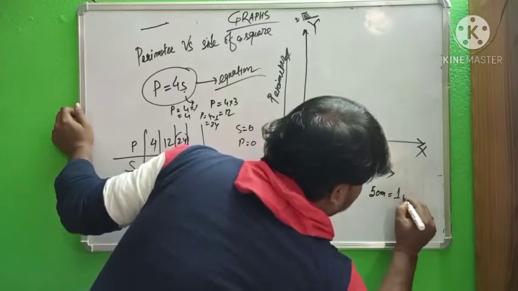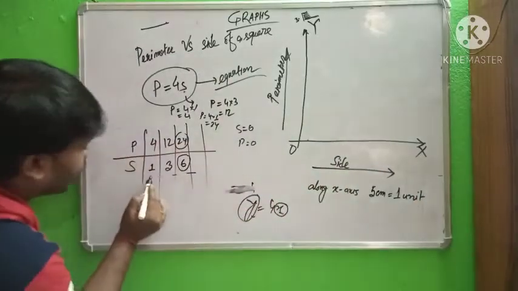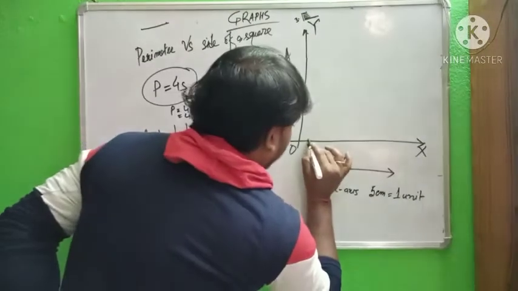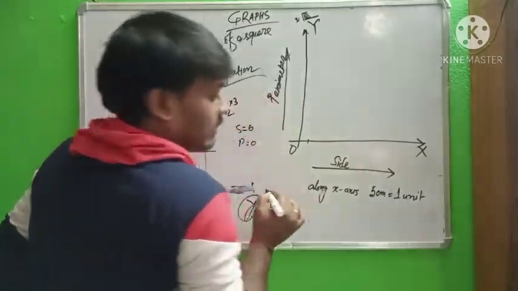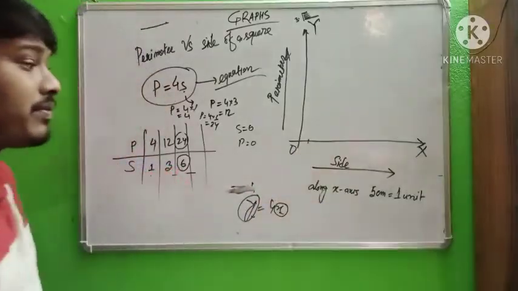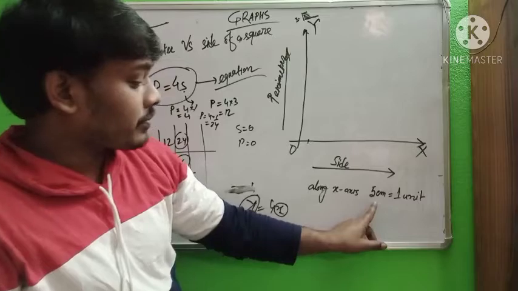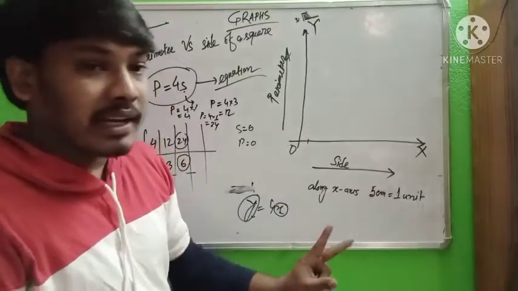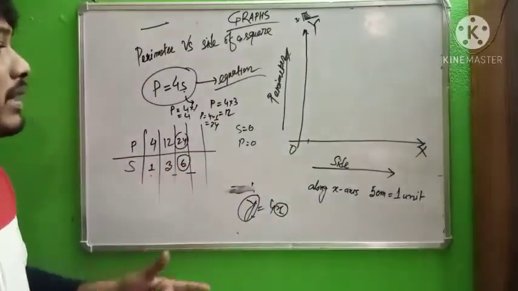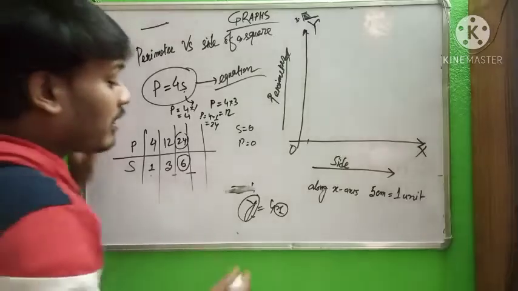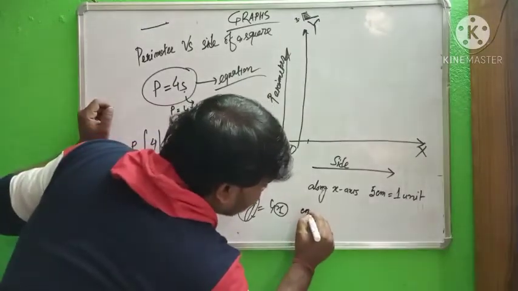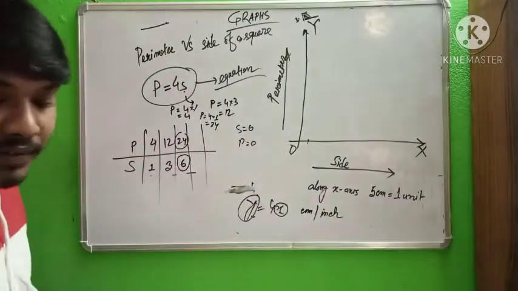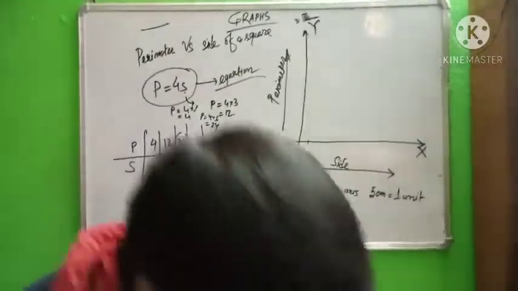equal to 1 unit, that means the value of this side is 1 unit. In a centimeter graph that is 5 centimeter, or you can write here 5 small divisions or 5 small blocks equal to 1 unit, according to your graph paper. Two types of graph paper are there, one is centimeter graph, another is inch graph. In your book a centimeter graph is given, and I will show you now.